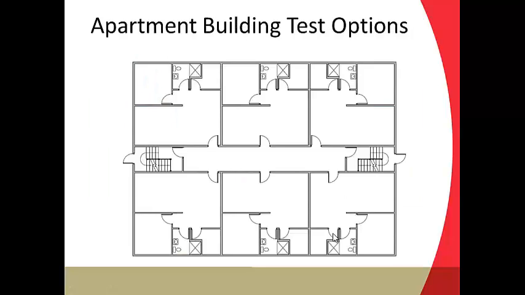Apartment buildings give you more options for how to test, and it certainly gets more complicated. We can see we've got a floor plan of a 6-unit building, and let's say it's 3 stories tall. There are stairways and doors to the outside at each end of the building, and we've got a common conditioned hallway. Let's say we're on the middle floor, setting up in the door to the hallway. As you can see, we've got doors open into the hallway and doors open to the outside.